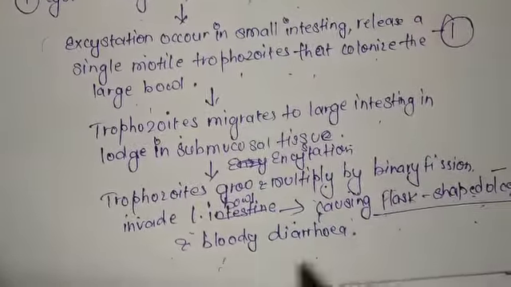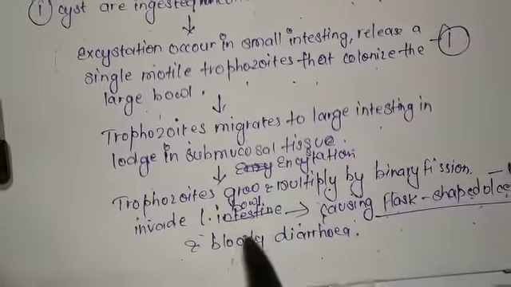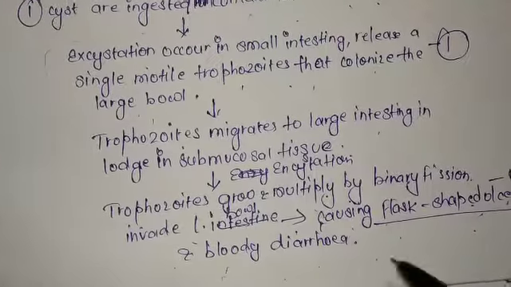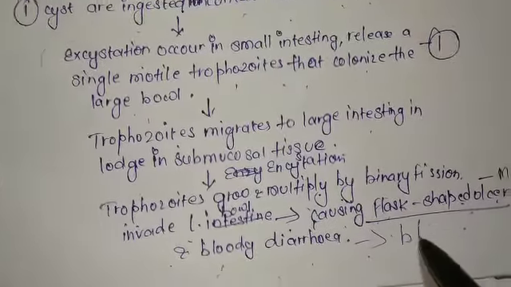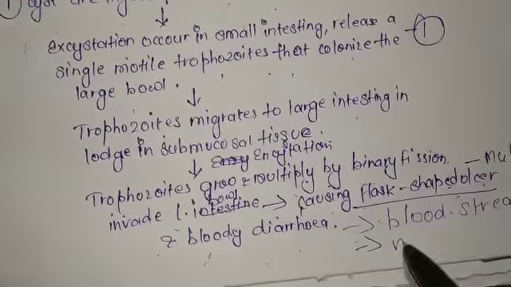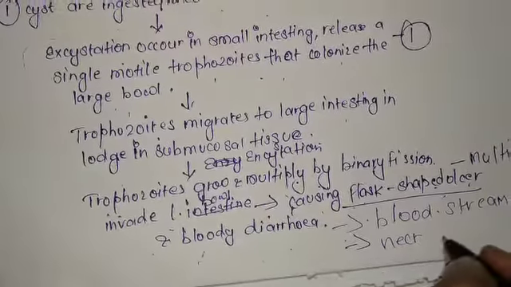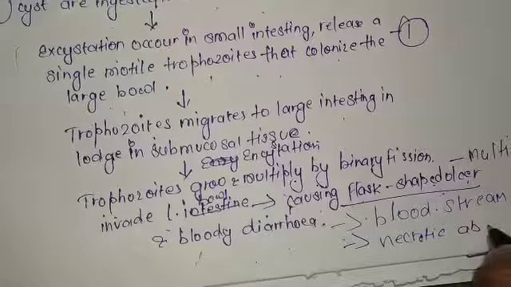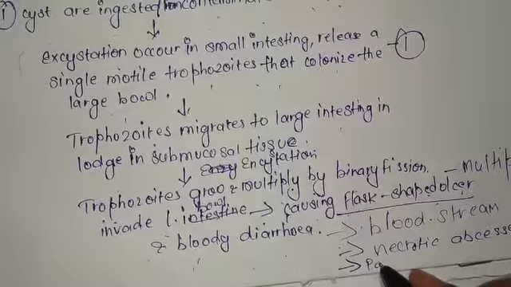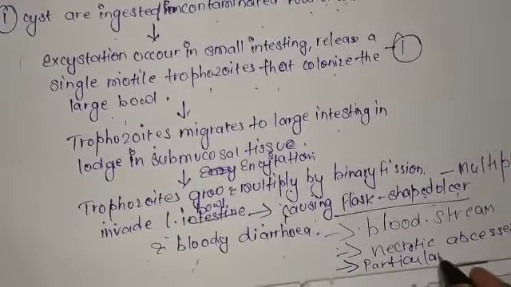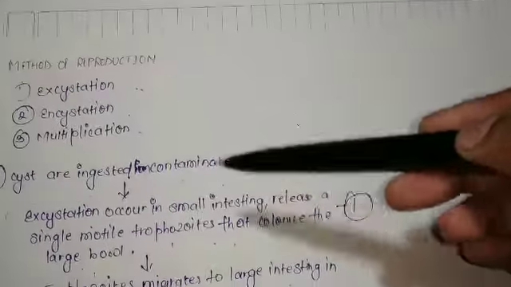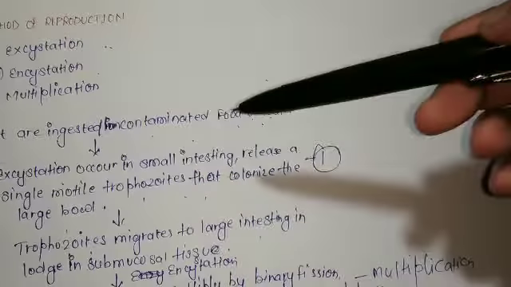but they can still pass on the infection. And following gastrointestinal infection, trophozoites may also invade the bloodstream and cause necrotic abscesses, particularly in the liver. This is the mode of reproduction, or the pathogenesis, of Entamoeba histolytica.